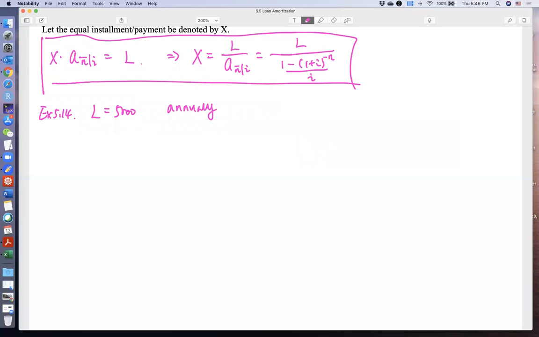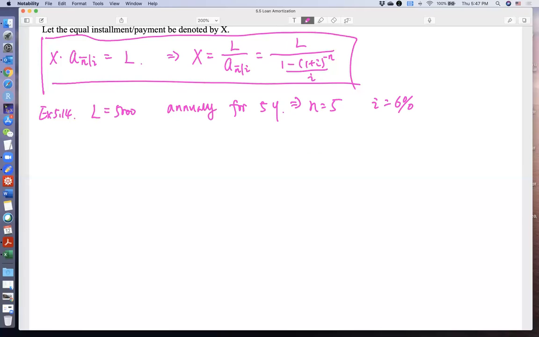Annually in arrears, that is, at the end of each year for 5 years. So let's say n is 5. The bank uses the annual effective interest rate of 6%. Calculate the amount of each payment using the amortization method. By the way, the amortization method is to use an annuity to pay back a loan.